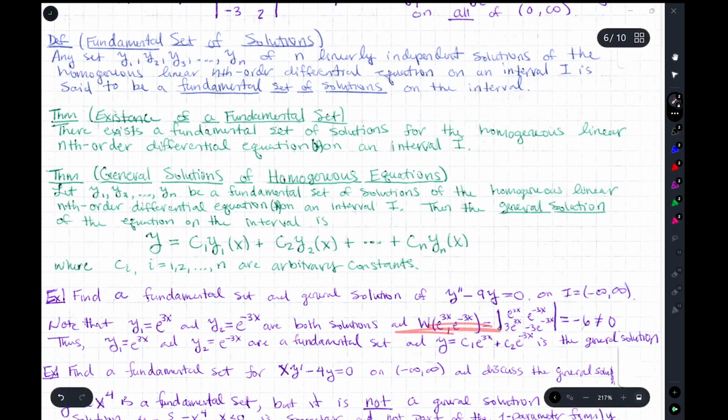We're going to check that they're linearly independent, and they are. And we've also shown more generally that any two exponentials with different coefficients in the exponent will be linearly independent. The Wronskian is equal to -6, which guarantees that these two are linearly independent. This is a second order differential equation, so n equals 2.